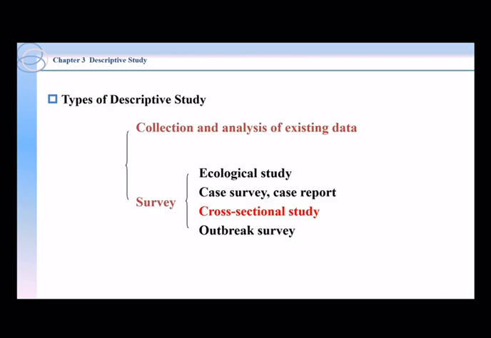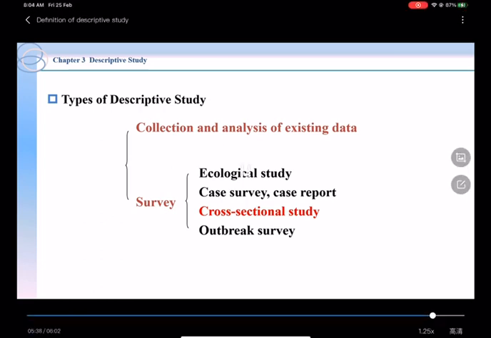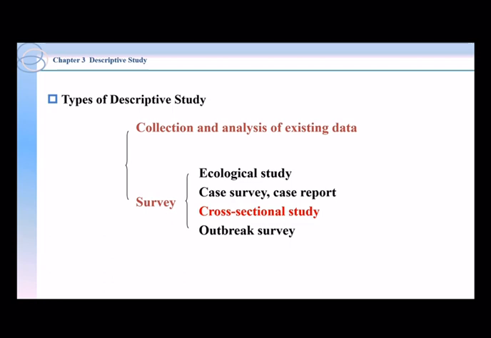There are different types of descriptive study. The first one is the collection and analysis of existing data, which means we can use existing data, for example from hospital medical records, to do a descriptive study. Or if there is no available data, we can conduct a survey study to obtain the data that we are interested in. In the survey study, we can also have different types, for example, the ecological study, the case survey, case reports, cross-sectional study, and the outbreak survey.